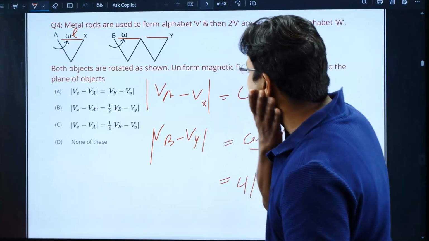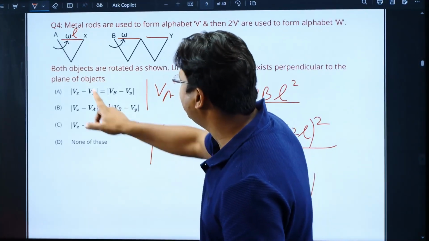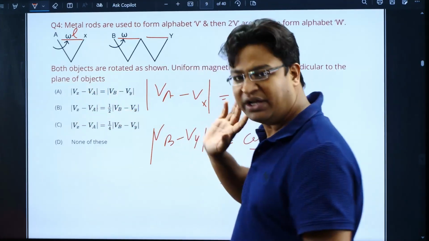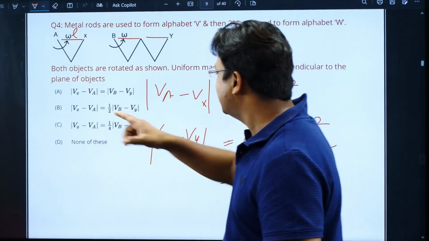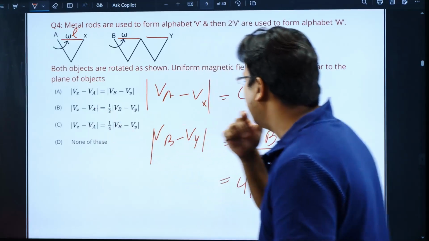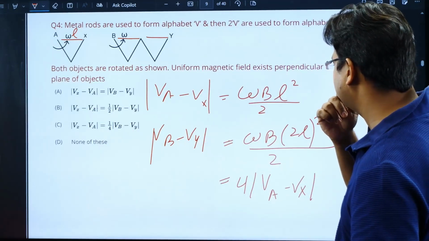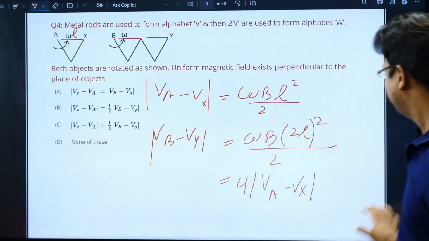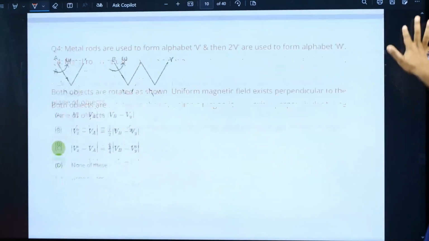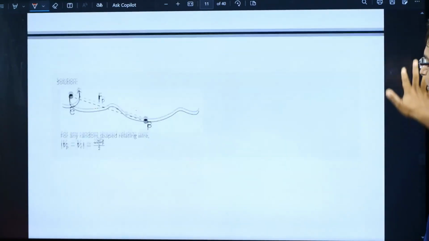So in all the options we are comparing Vx minus Va and Vb minus Vy. So we are comparing the same thing in all the options. So this is incorrect, and option C seems to be the correct one. So option C will be the right answer. Is that okay, everyone? Okay.